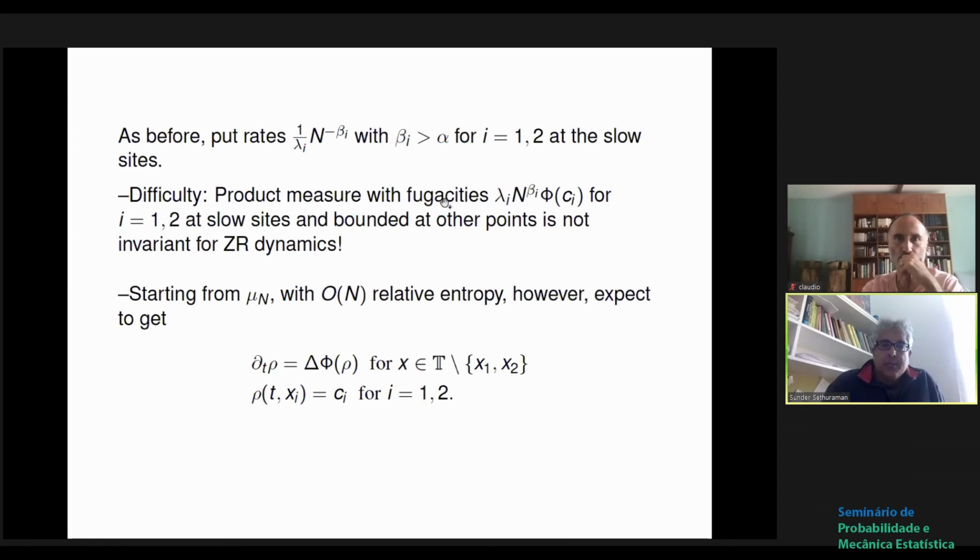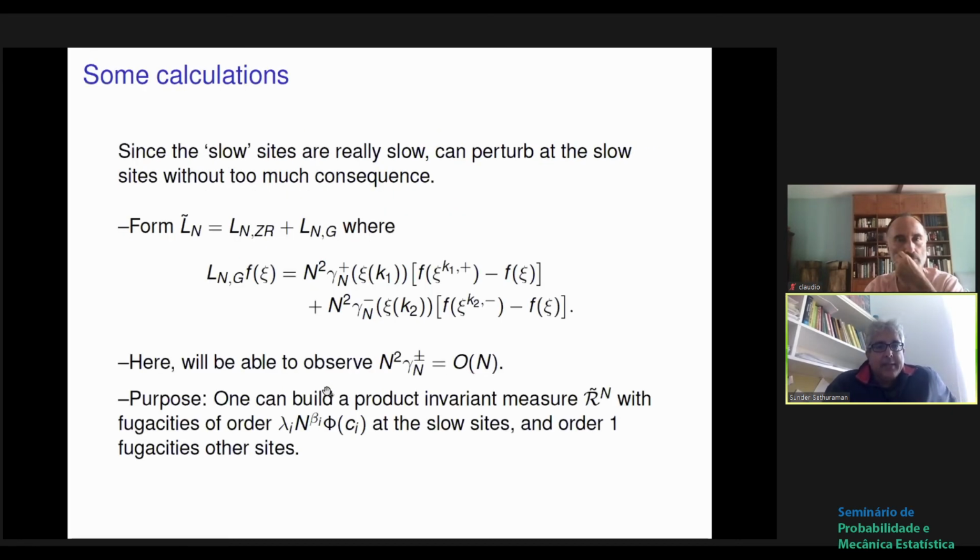If you just now look at the product measure where you change the marginal to be this fugacity, then that's not invariant anymore to the dynamics. So that's unfortunate. We would like to take something which is order n relative entropy with respect to this product measure, where you put this fugacity at the two slow sites and the usual one at the other sites. But that measure is not invariant to the zero range dynamics. However, we would expect this kind of result. So how to derive that? I just mention briefly how we can do it.